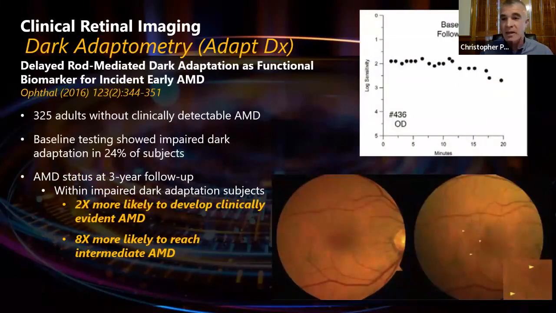I won't continue to beat a dead horse on this one, but you can see that if they had a failure, there were 6.5 minute points, so there was a short screener and then a full run. But even using the screener, if you had impaired dark adaptometry, essentially you had a 2 times greater likelihood of developing clinically evident AMD, and an 8 times greater likelihood of intermediate AMD. So in a sense, you had a figurative crystal ball that could tell you right now something's going on. And if we don't do something now, here's our trajectory.